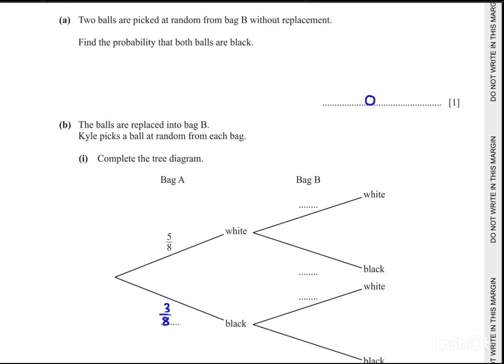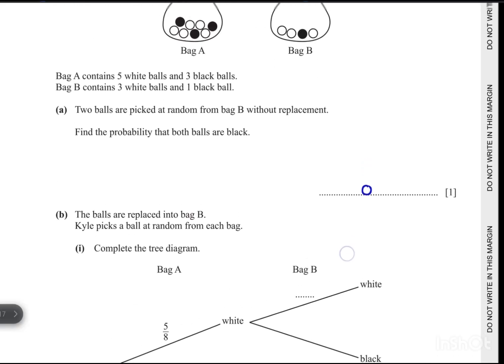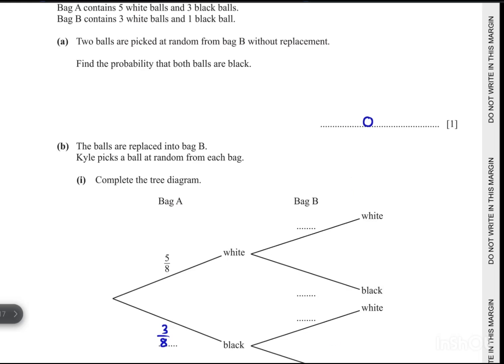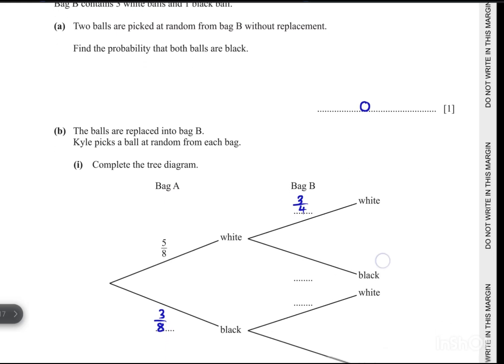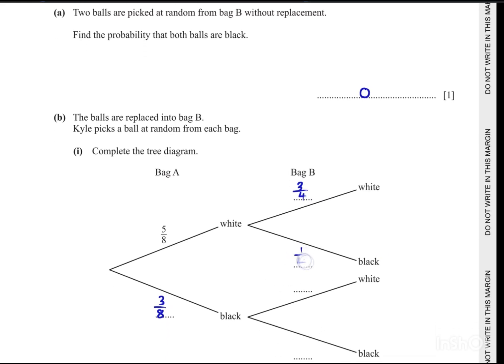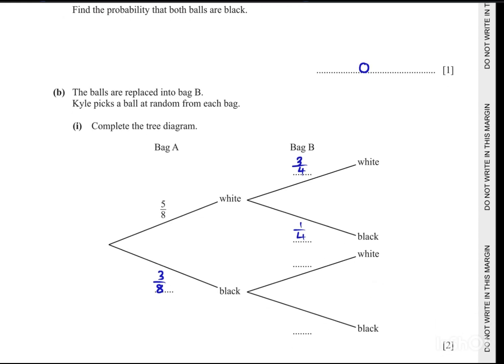Then bag B, the white probability will be 3 out of 4. 3 out of 4, and black is 1 out of 4. Same way here also, for white it is 3 out of 4 and 1 out of 4.